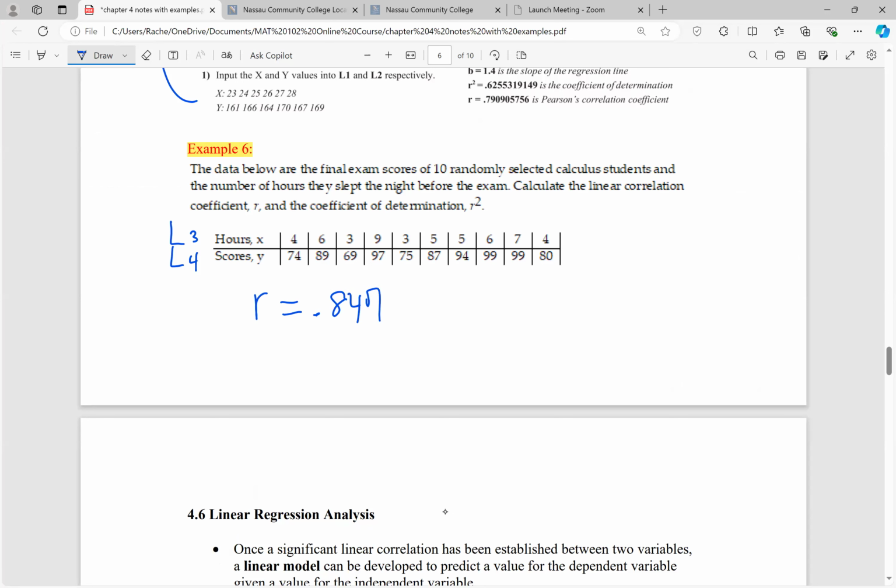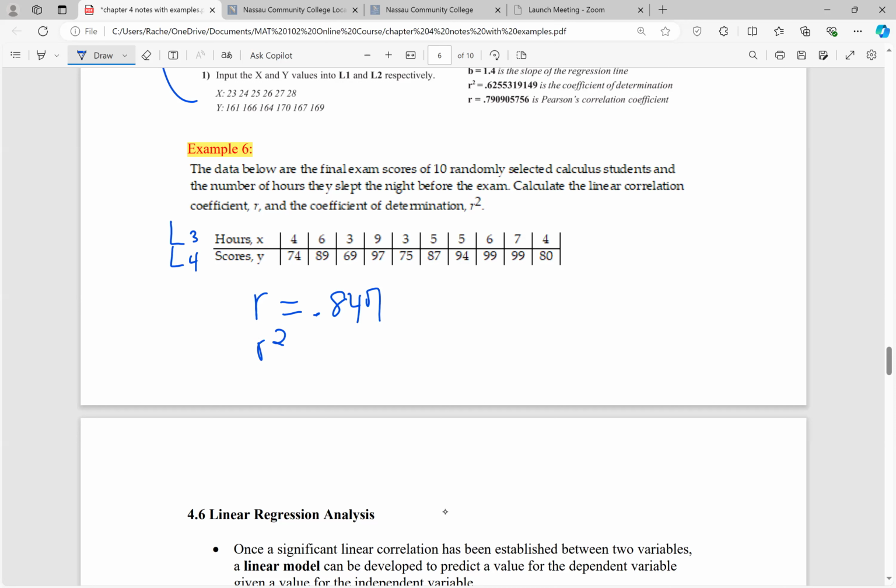And remember, R measures the strength of the linear relationship. So this is pretty high, right? This is pretty close to +1. So this is a fairly strong relationship between a person's score that they got on a test and the number of hours that they slept the night before.